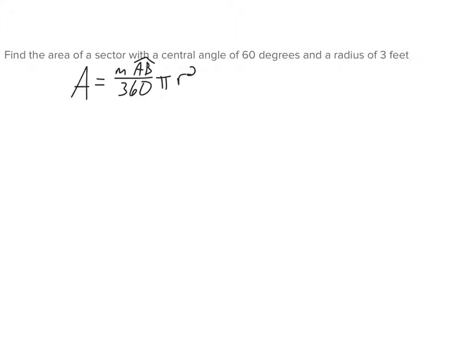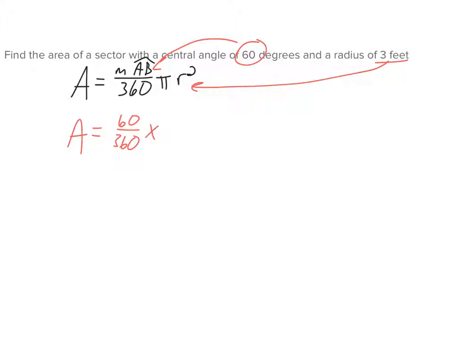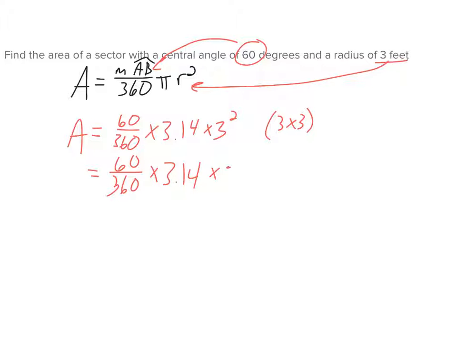Our next example, we're still finding the area of a sector. We've got the central angle of 60 degrees and a radius of 3 feet. So again, our central angle goes in at the top of our fraction, the radius goes in for r, and we use 3.14 for pi. So my equation is going to be 60 over 360 times 3.14 times 3 squared. 3 squared, again, we're going to be doing 3 times 3. So we're going to type in 60 divided by 360 times 3.14 times 9.